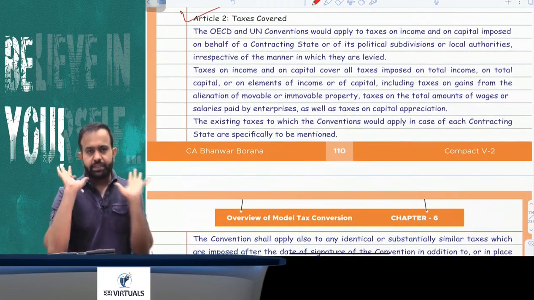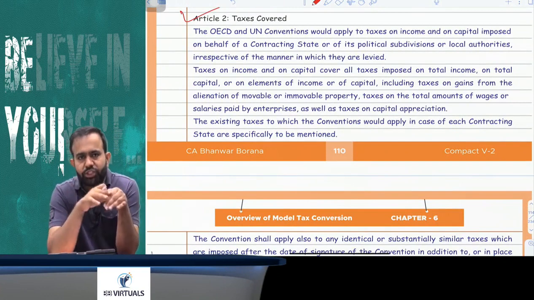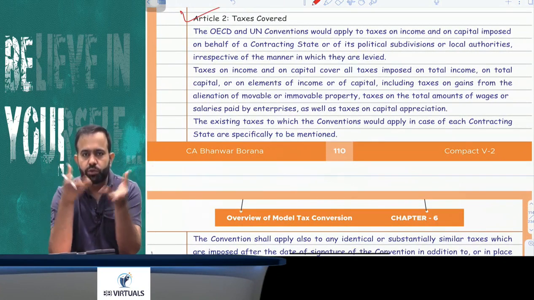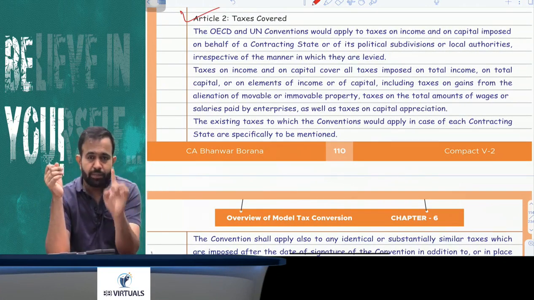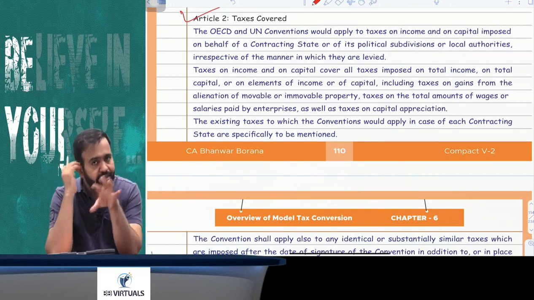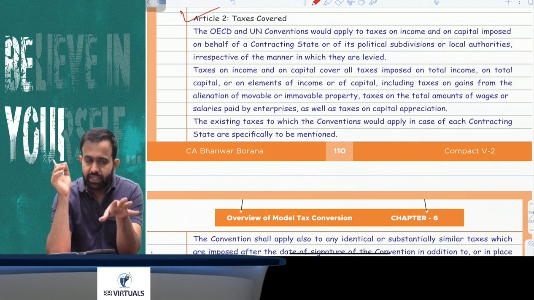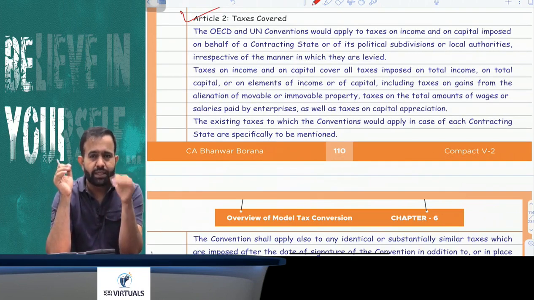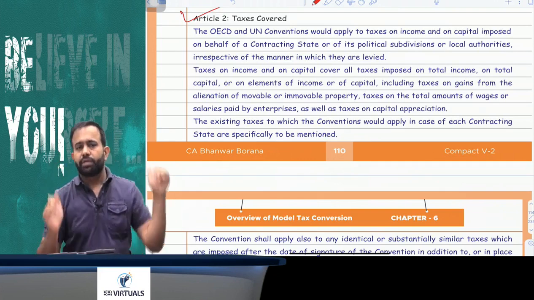Article number 2 is taxes covered. Now guys, in this article they mention which types of taxes of both countries are covered. In the India-Singapore example, we have checked that in India they covered the Income Tax Act and the surcharge and all. Normally the Income Tax Act includes health and education cess, obviously, because they said Income Tax Act. So Income Tax Act including surcharge, health and education cess and all. And in Singapore they covered the Singapore income tax.